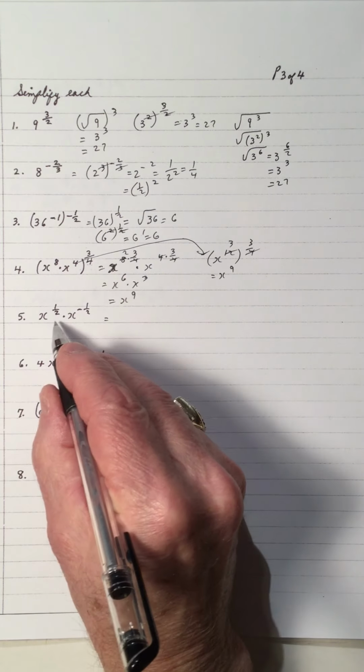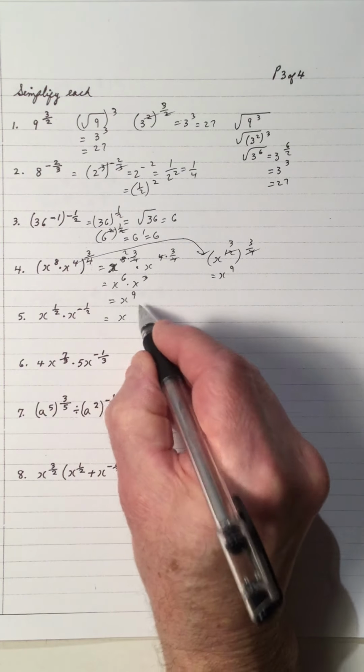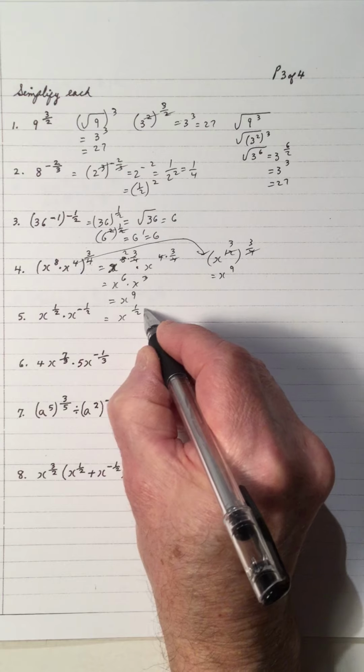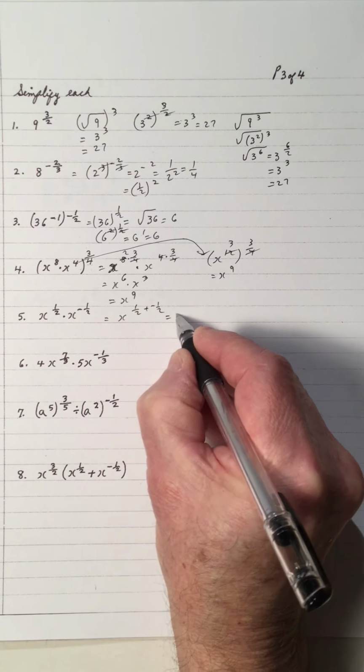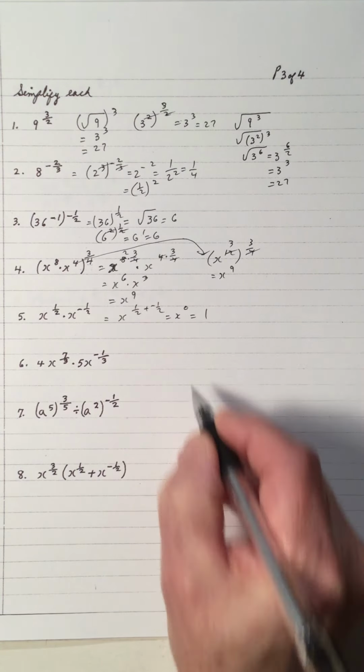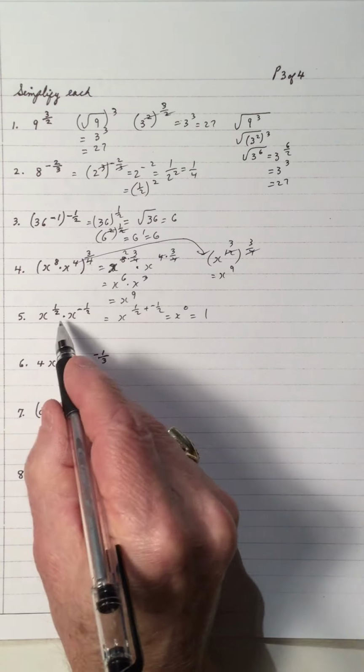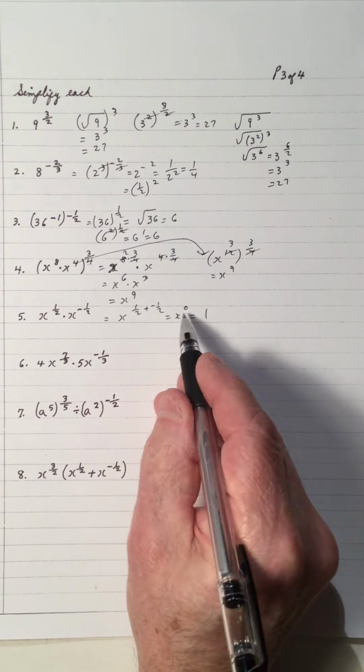And right here I have the same base, which is x, so that's 1/2, and we're going to add on a negative a half, and that's a 0, and x to the 0 is 1. When we multiply, we add the exponents.